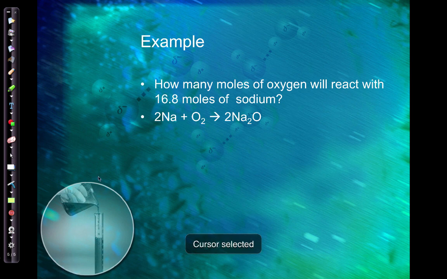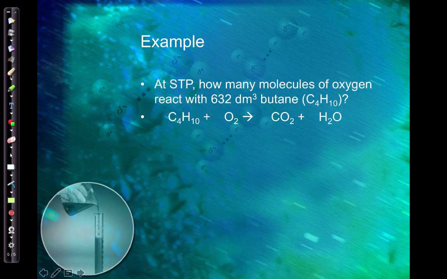All right, well, let's look at something a little bit more complicated. So at STP, how many molecules of oxygen react with 632 decimeters cubed of butane? Well, remember, a decimeter cubed is really the same thing as a liter, so we have 632 liters of butane, and we're trying to get molecules of oxygen. So we have to go through the mole. If I want to get from butane to oxygen, I have to go through the mole.